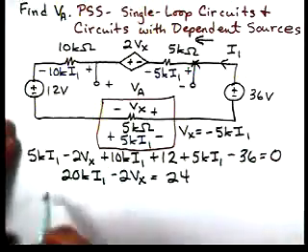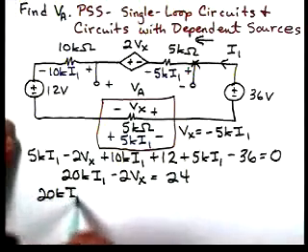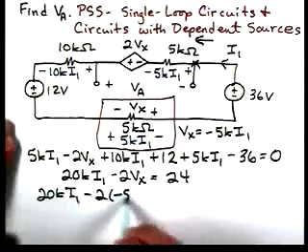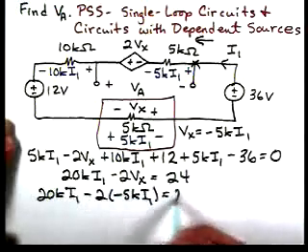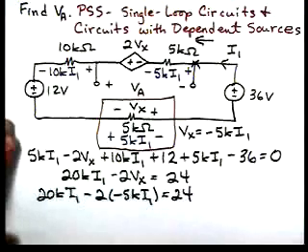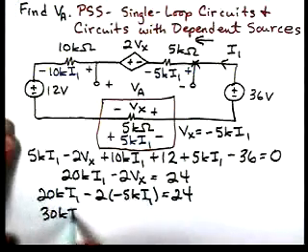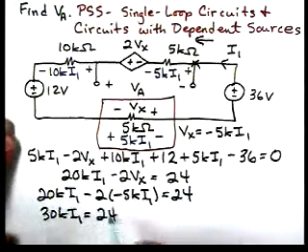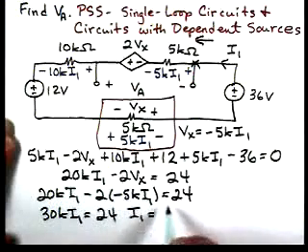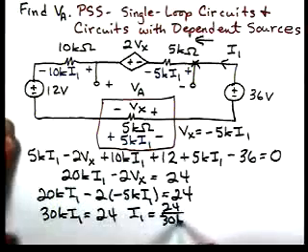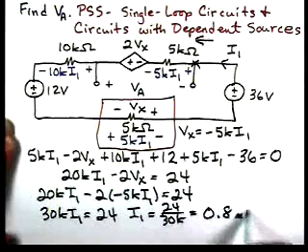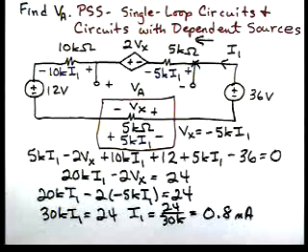Substituting this in, we have 20K I1 minus 2 times minus 5K I1 equal to 24. This gives us 30K I1 equal to 24. So I1 is 24 over 30K, which is 0.8 milliamps. Since it came out positive, the current is actually flowing in the direction we assumed originally. Now this doesn't allow us to solve for VA yet.